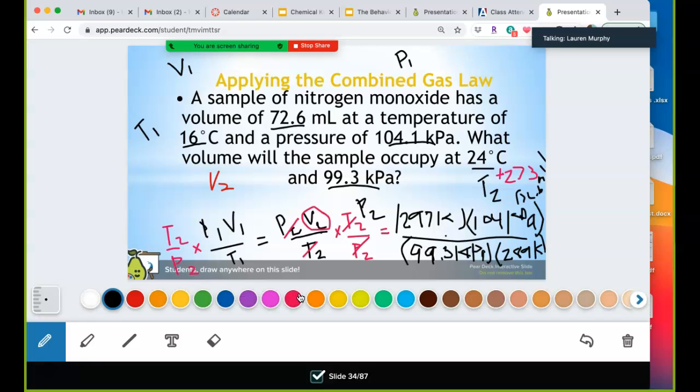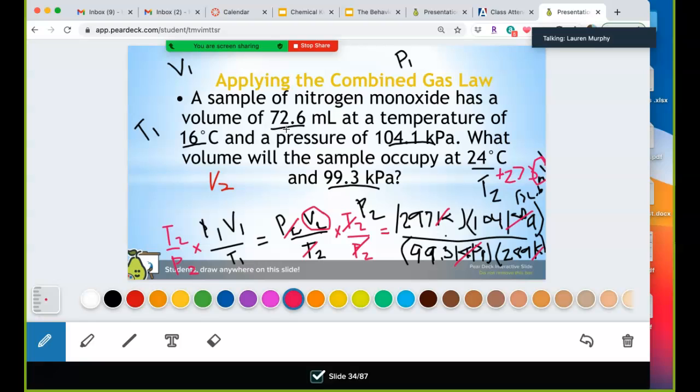Now, I'm going to look at units. I have Kelvin on the bottom and Kelvin on the top. I have kilopascals on the top and kilopascals on the bottom, and that leaves me with milliliters, which I'm trying to find, volume, so that should make sense.